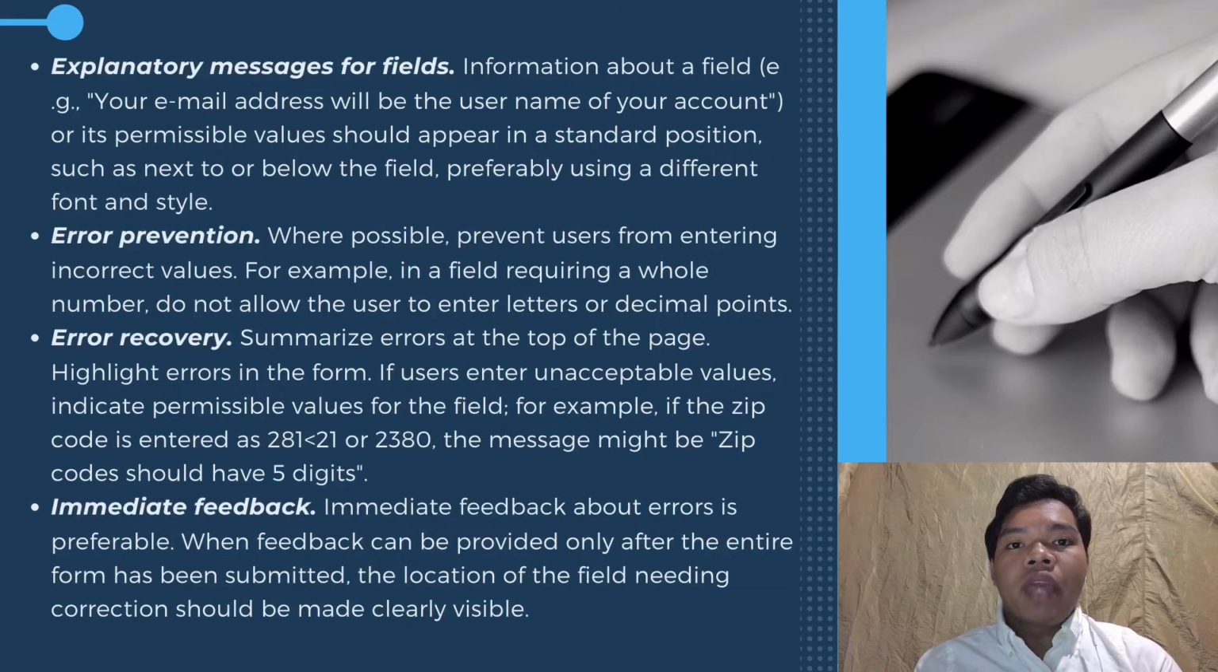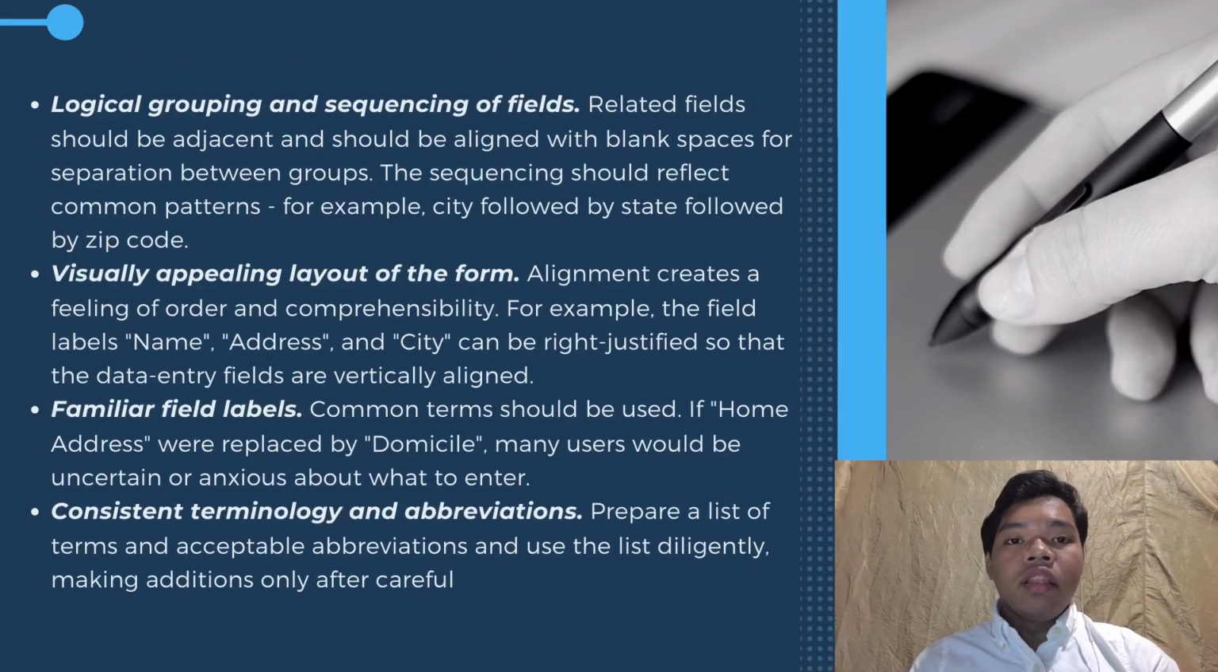Immediate feedback about errors is preferable. When feedback can be provided only after the entire form has been submitted, the location of the field needing correction should be made clearly visible. Next, logical grouping and sequencing of fields.